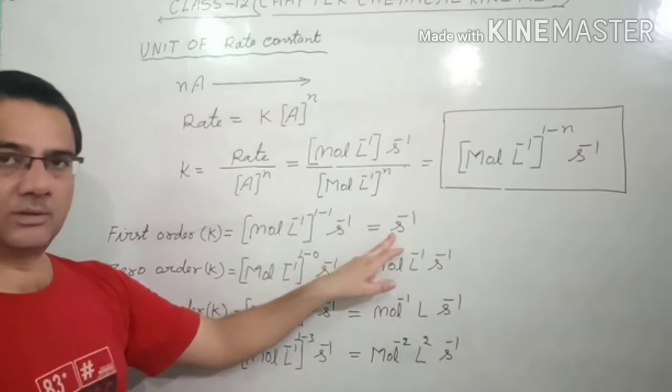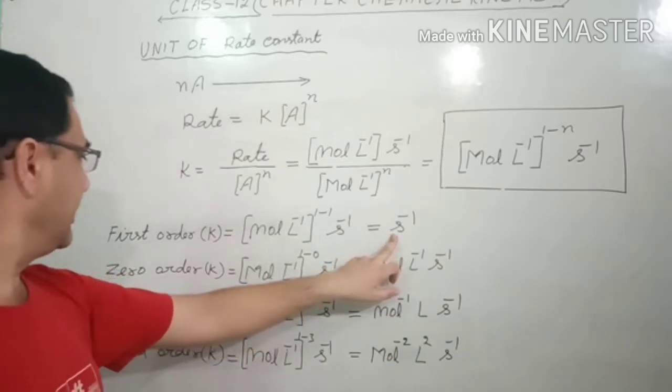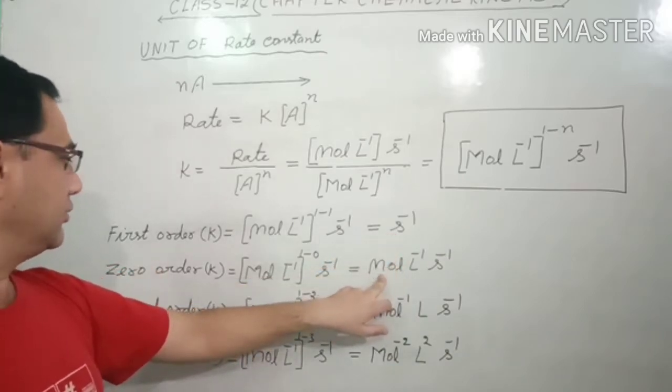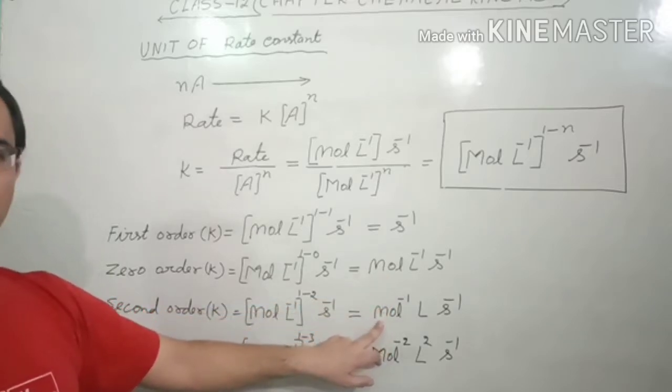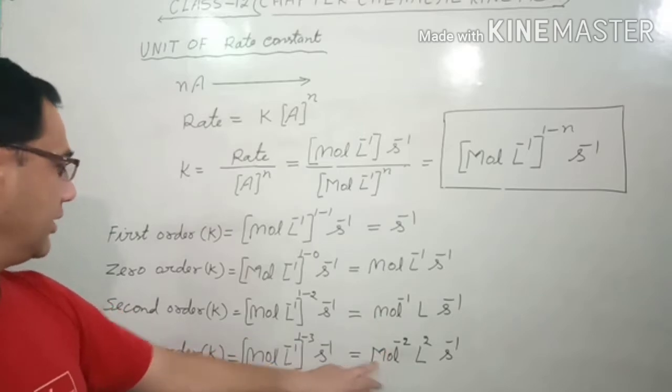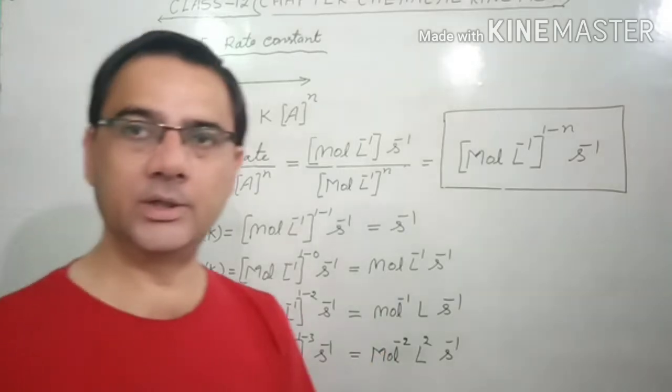So this is the unit of the rate constant for the first order. This is the unit of rate constant for the zero order reaction. This is the unit of rate constant for the second order, and this is the unit of the rate constant for the third order reaction.